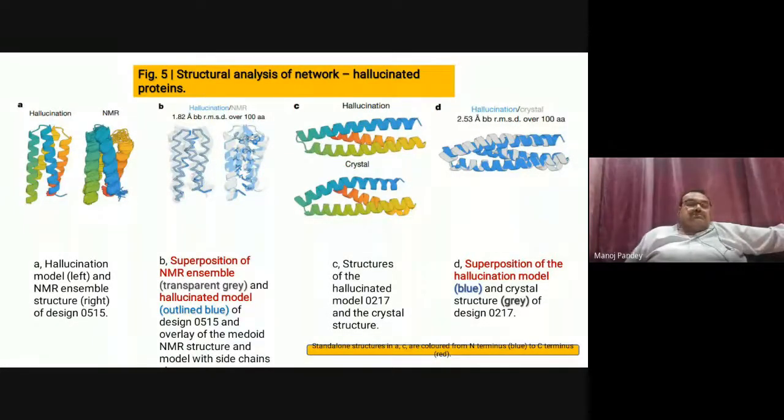The second structure represents the hallucinated model 0217 and the crystal structure. Superimposition again is done on the hallucinated model, shown in blue color, and the crystal structure in gray, for design 0217. The structures in A and C are colored from the N terminus in blue to the C terminus in red.